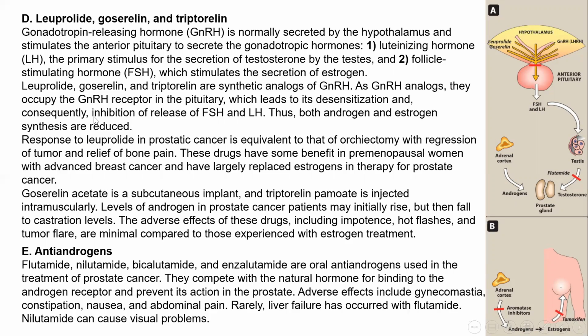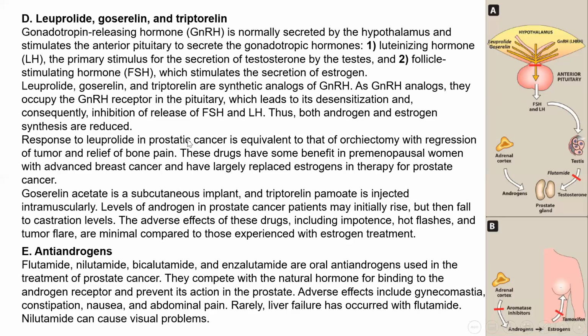So these agents have been developed. Their chemical structures are similar to GnRH. We have three major agents here: leuprolide, goserelin, and triptorelin. All of them, as we say, are analogs of GnRH. They occupy the GnRH receptors in the pituitary gland and lead to desensitization of this gland to the GnRH, causing a decrease in the release of FSH and LH. It is like a competition with GnRH for the GnRH receptors in the pituitary gland, blocking the effect of GnRH, and this leads to a decrease in the release of LH and FSH from the pituitary gland, and of course this causes a decrease in the levels of androgens and estrogens.